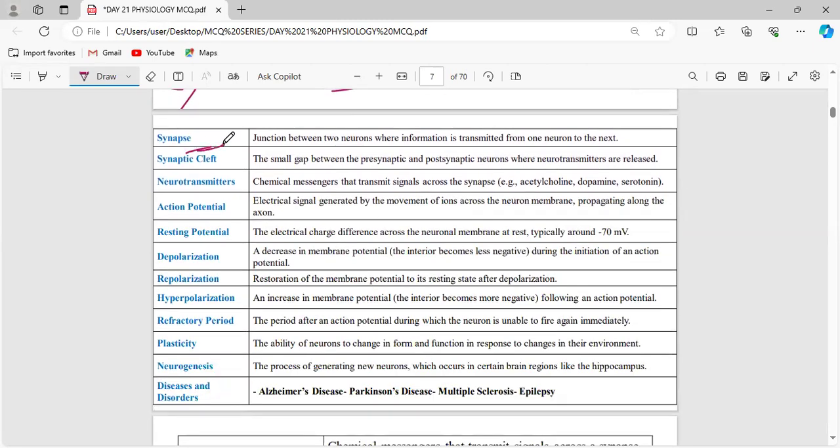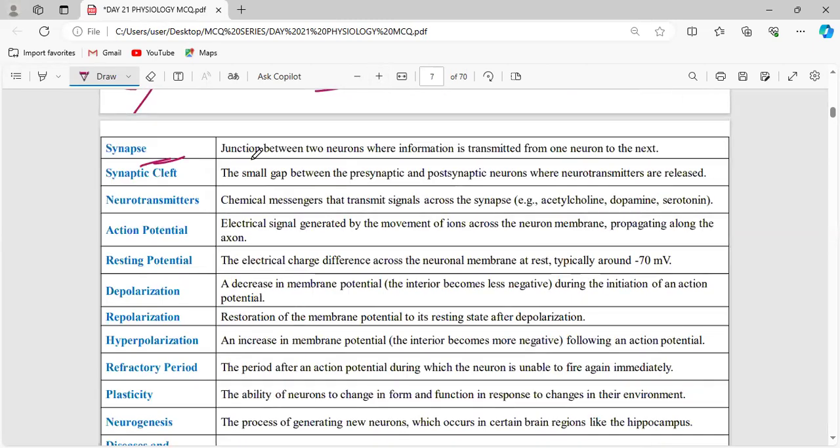Now, what is synapse? Say, synapse is nothing but a junction between the two neurons. Okay, see, from one neuron, definitely if someone touches our hand, definitely there will be a neuron, and that signal has to be conducted to the other neuron. And how that happens, there will be a gap between the two neurons, and the junction between the two neurons, we are calling it a synapse, right? Now where the information is transmitted from one neuron to the next.